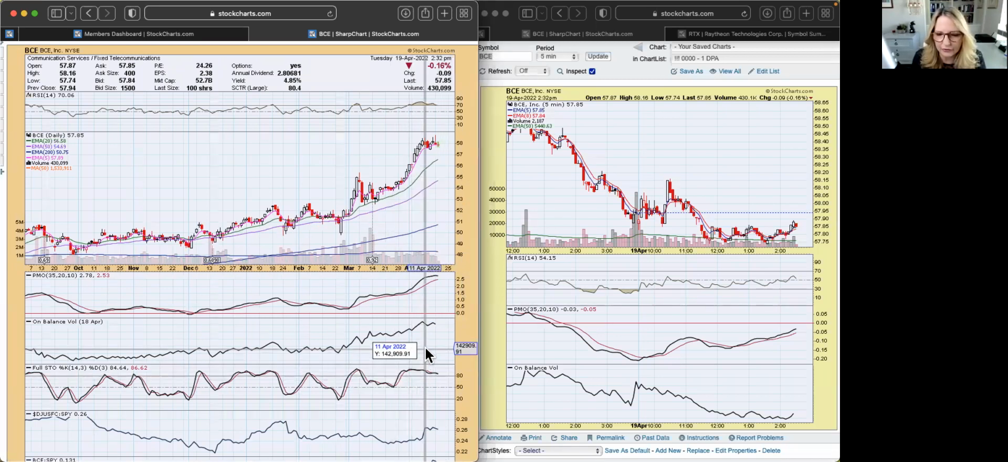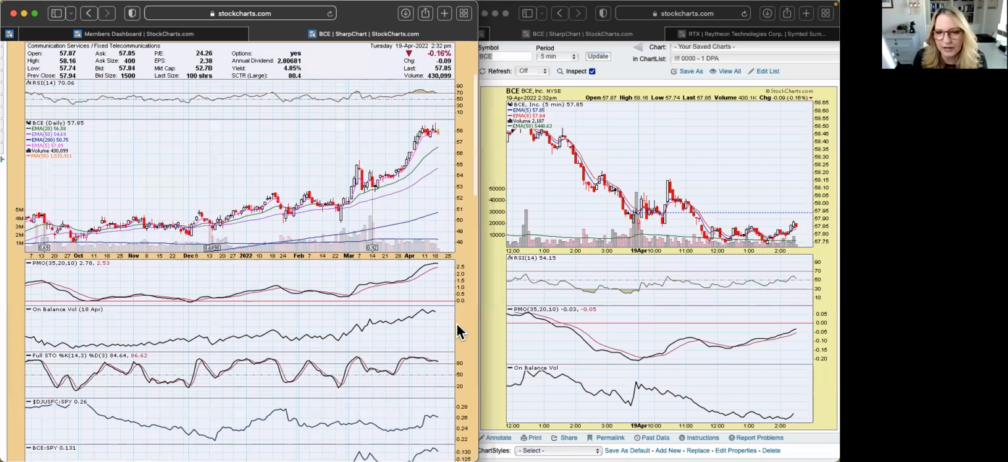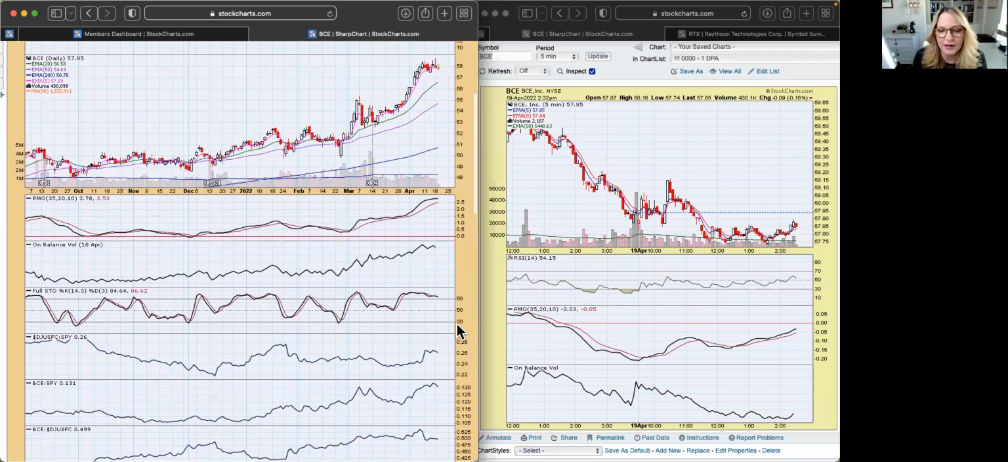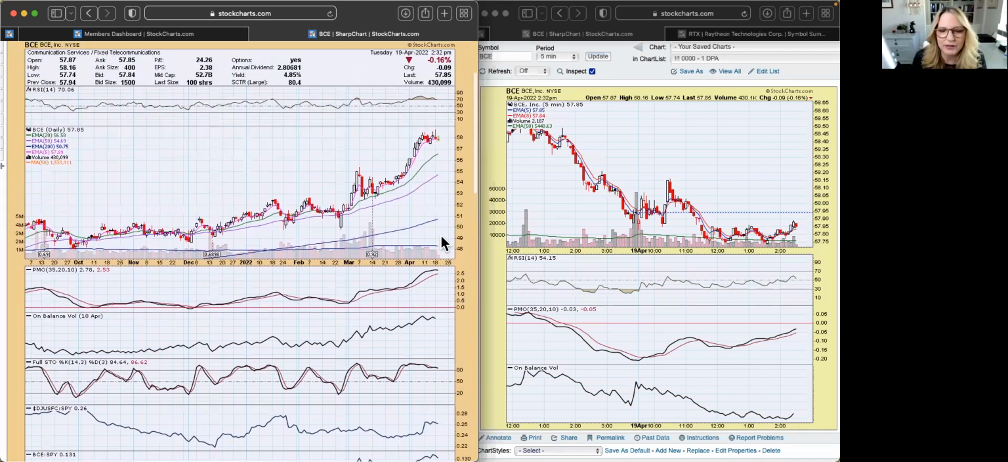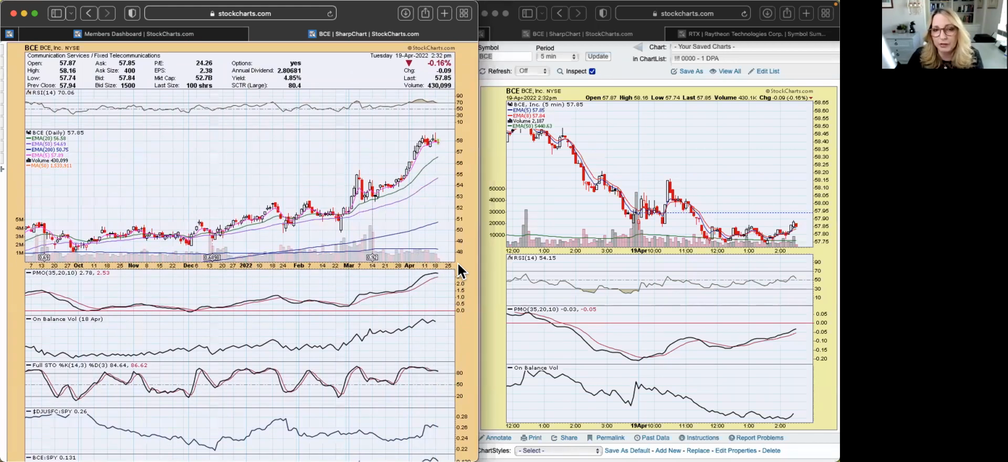The stochastics look pretty great. OBV is confirming this price rise. So I'm thinking that we'll probably see a continuation here. But like I said, I really would want my PMO to be turned up. As I say in the trading rooms often, you will not find me buying a stock where the PMO is turned down.